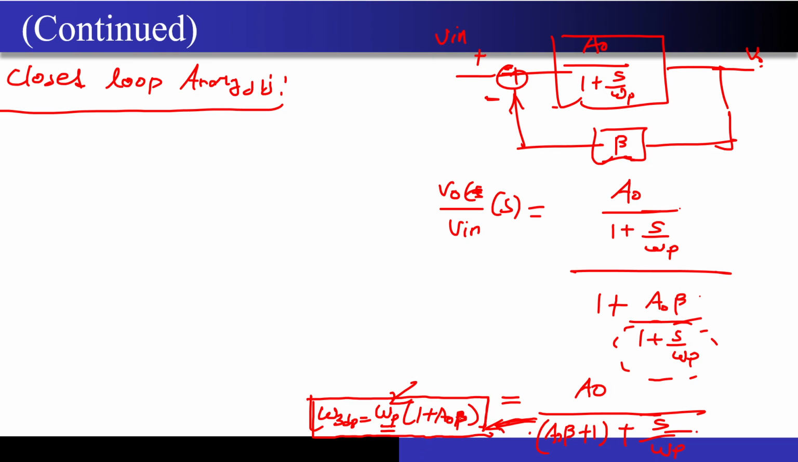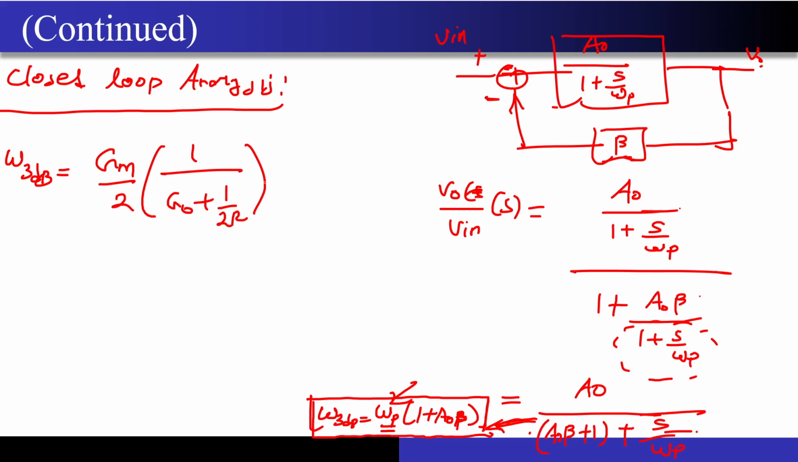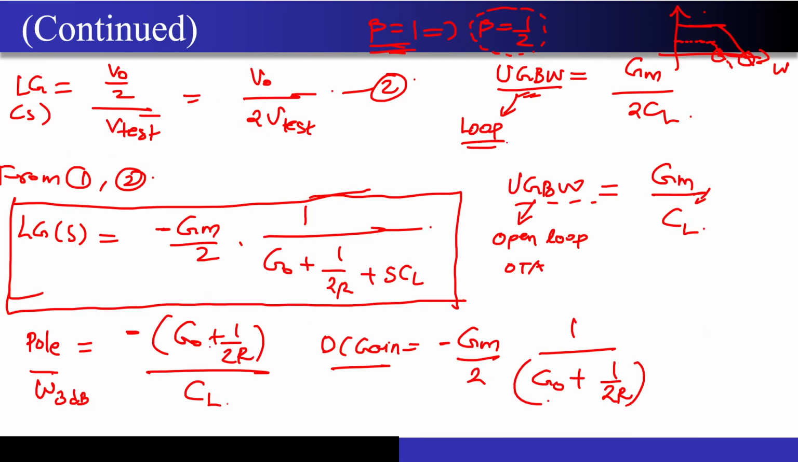This is what I can make, and we have also seen this when we were doing the stability analysis, correct? So I'll be using the same formula now, right? Omega 3 dB will be nothing but omega P, correct? Now what is the omega P? Omega P is our Gm by 2 into 1 by G naught plus 1 by 2R, correct? Plus 1. By the way, what is this? Let me just see. I guess I'm making some mistake.